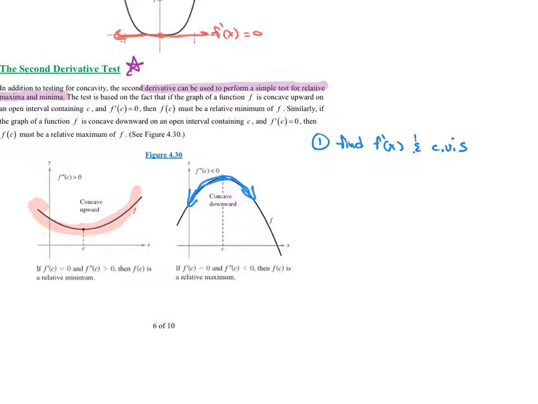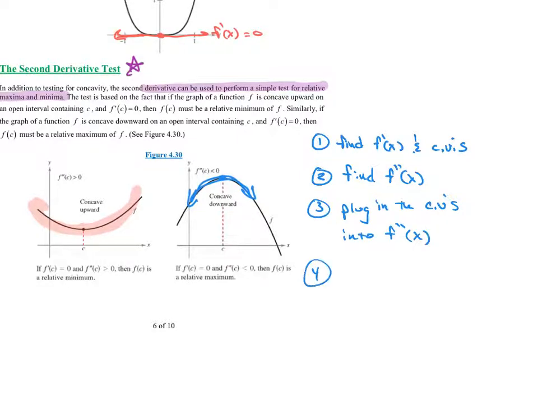So that's where your derivative is equal to 0 or undefined. The second thing you're going to do is find the second derivative, and then you're going to plug in the CVs into that second derivative. Step 4 is you make your conclusions.